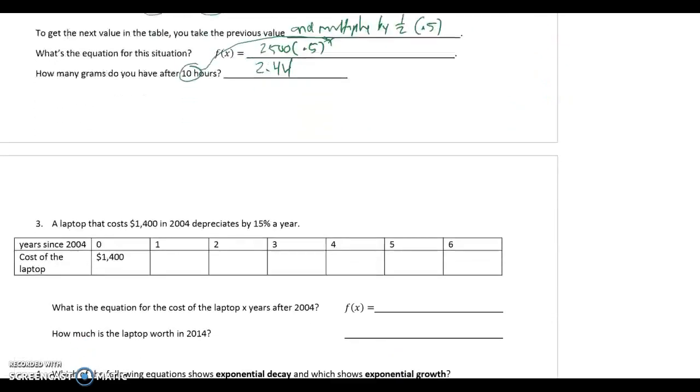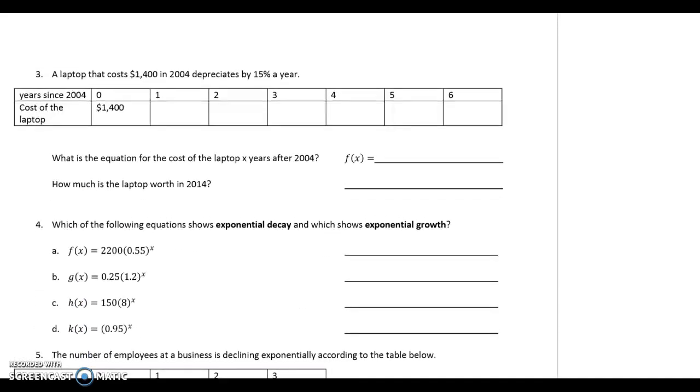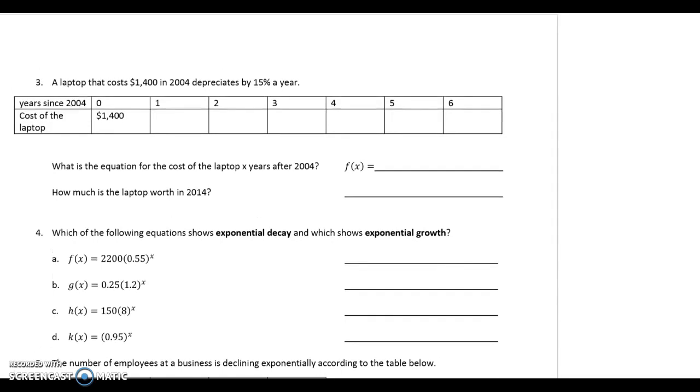All right, let's continue looking at the back side, practice some other ones here. A laptop costs $1,400 in 2004 and depreciates by 15%. So that 15% is 0.15. If you subtract that from 1, you should have 0.85, and that would get our depreciation rate. We're starting with $1,400, so my equation is 1,400 times 0.85 raised to the x.